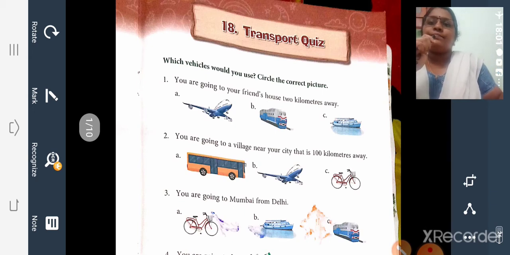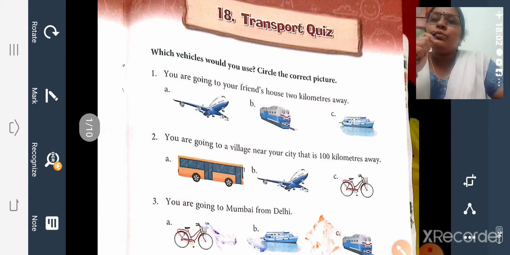Okay, shall we start? So, here in this lesson, you are going to have a quiz. It's a transport quiz. What is a transport quiz? It's about vehicles. Vehicles we use for transportation or conveyance. Okay, here you can see some vehicles here. Okay, so which vehicles would you use? Circle the correct picture. So what we have to do is we have to circle the correct vehicle we use to go somewhere.